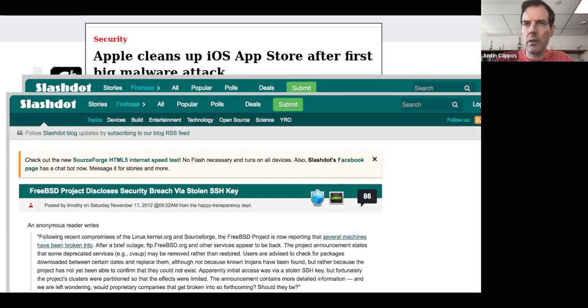Because the problem wasn't necessarily that the key was stolen, it's that the key could be used to sign malicious things, and they didn't have good access control or security around the build server and other parts of the infrastructure. And this is actually very common.